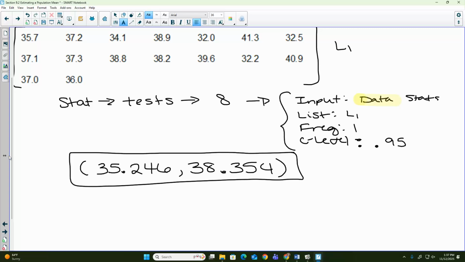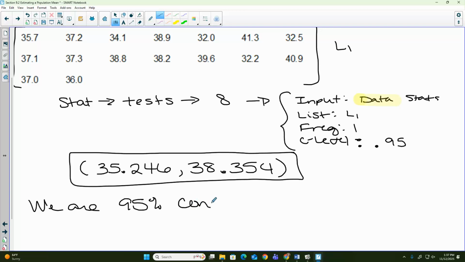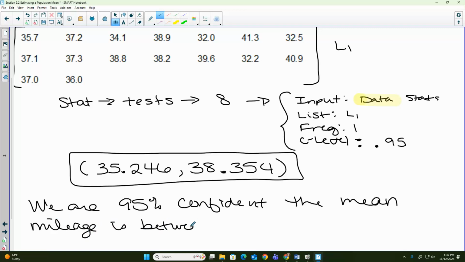It also asked me to interpret, which is writing a sentence. So this means we are 95% confident. The mean, x bar, we're talking about a mean. We were talking about mileage on this. Is between 35.246 and 38.354 miles per gallon.